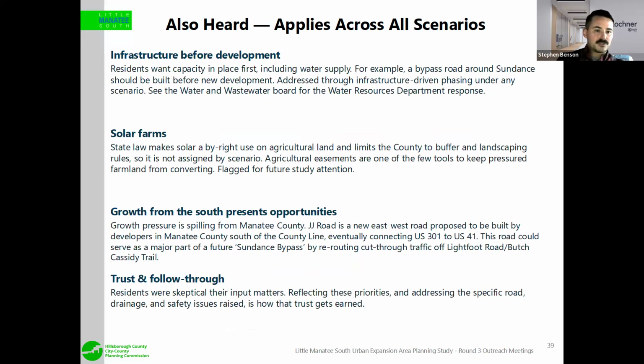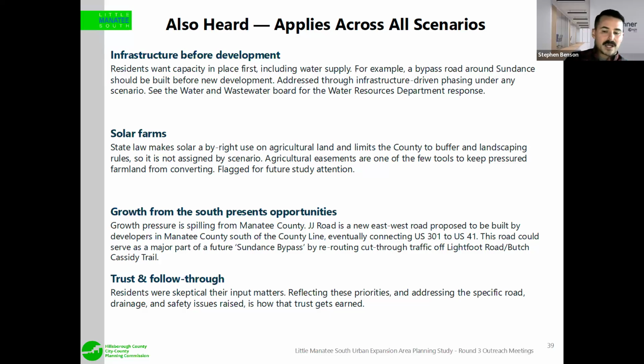And then just some general concepts and really responses that were themes across all the scenarios. We heard definitely loud and clear that infrastructure needed to be considered before development was approved. This could be addressed through infrastructure-driven phasing under any scenario. The Water and Wastewater Board did speak to this a little bit, and so that's something that we would like to further investigate, establishing commitments that would need to be met before any future expansion would be considered.